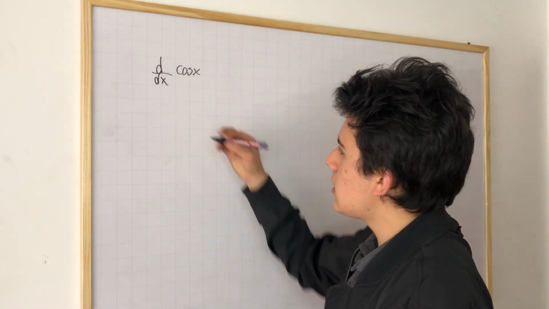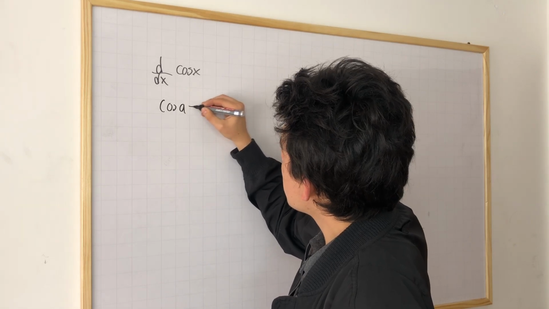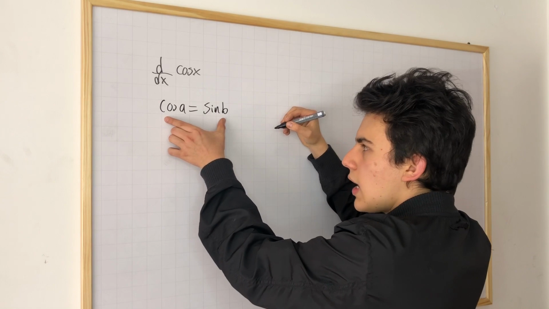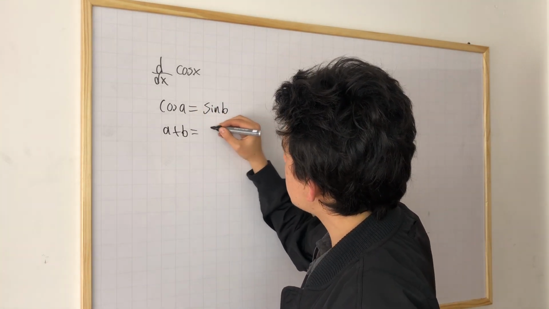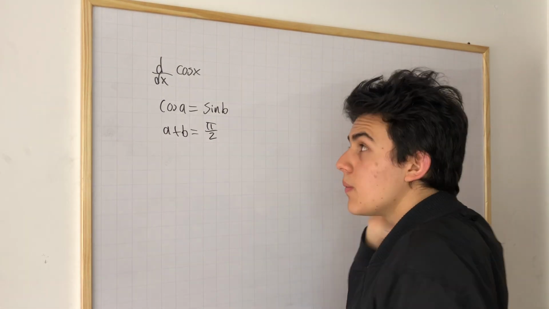This rule tells us that if we have cosine of A and we also have sine of B, these two are going to be the same only if A plus B is equal to pi over 2, or just simply 90 degrees.